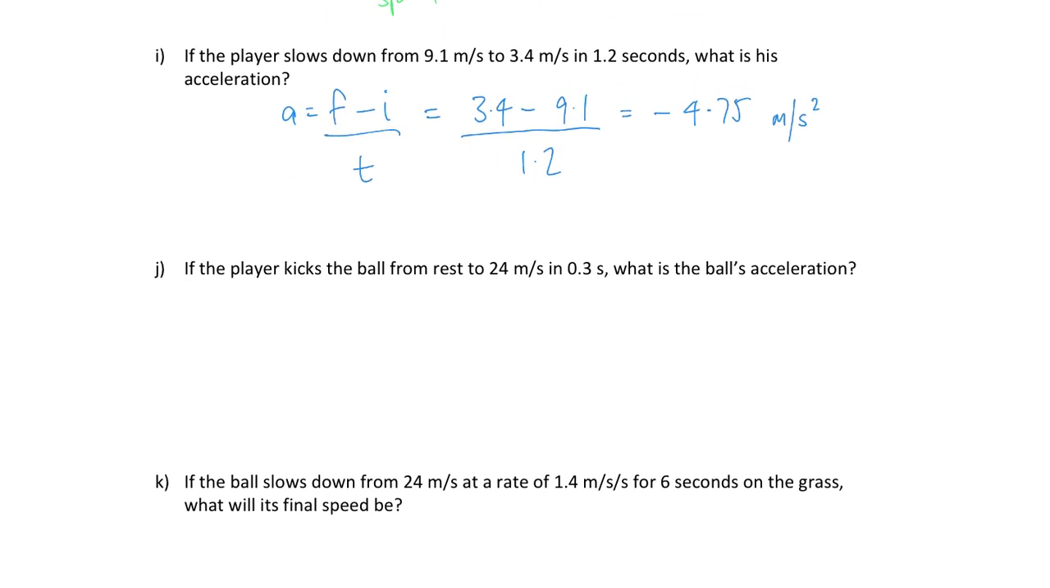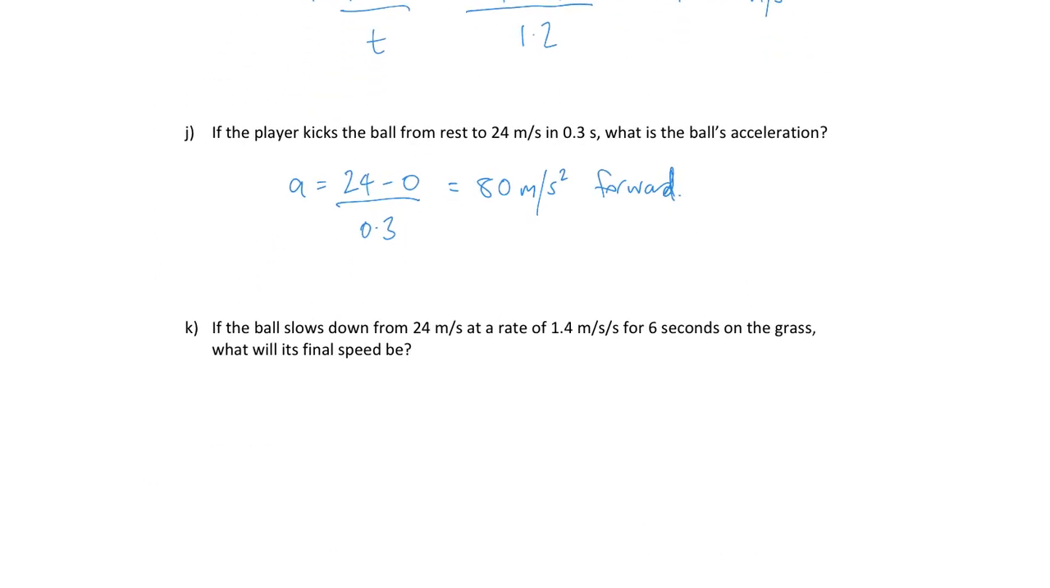If the player kicks the ball from rest to 24 meters per second in 0.3 seconds, what is the ball's acceleration? So acceleration from rest to 24 meters per second. So 24 is the final, 0 is the initial, and the time is 0.3 seconds. So 24 divided by 0.3, 80 meters per second squared. And we'll just say forward, because that's hopefully the way he's kicking it.